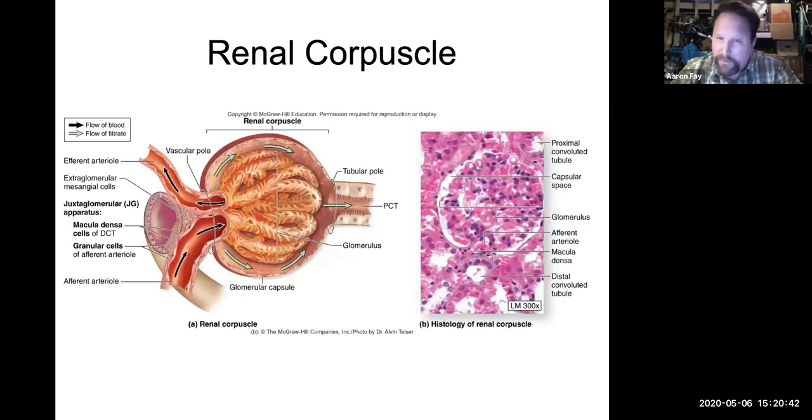So this is a slightly more detailed picture of our renal corpuscle. Afferent arteriole, efferent arteriole, that's the vascular pole, right? In between the two, we have a glomerulus, capillaries, fenestrated capillaries. This is where filtration is going to take place. Over here, we have the tubular pole, which is where the renal corpuscle will connect to the rest of the nephron, specifically the proximal convoluted tubule.